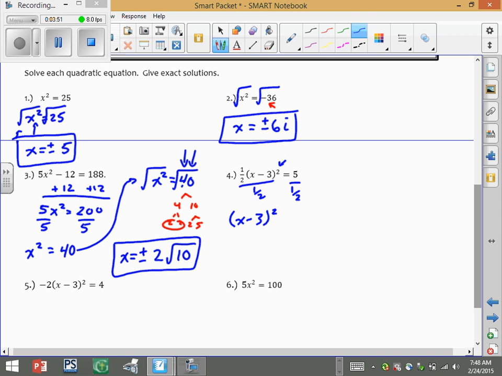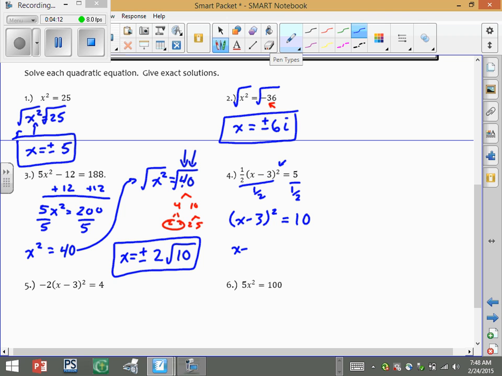We're left with x minus 3 squared. 5 divided by 1/2 is actually 10. So now we've got this squared part isolated. There's nothing in front of this. There's nothing being added or subtracted back here. So we can go ahead and take the square root.